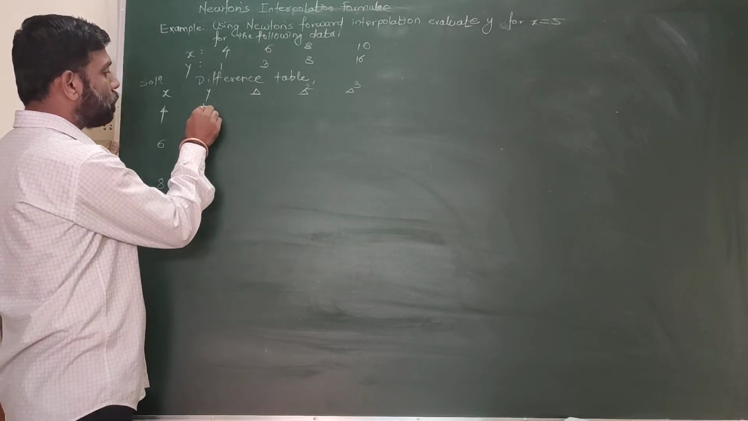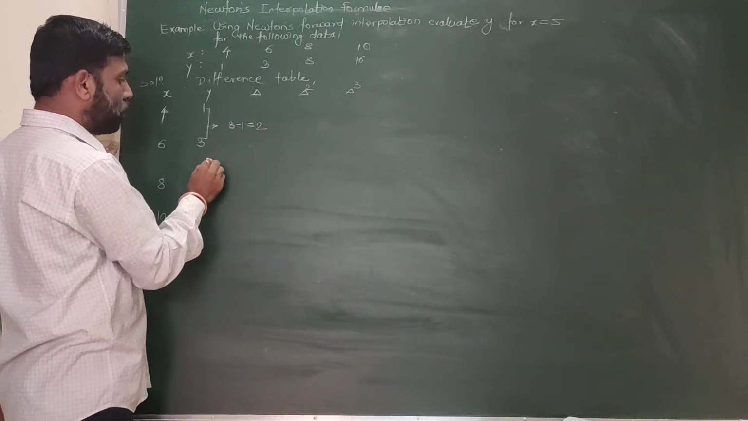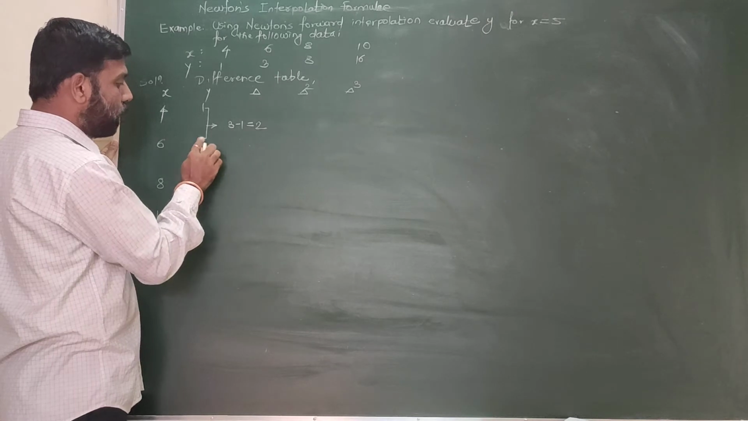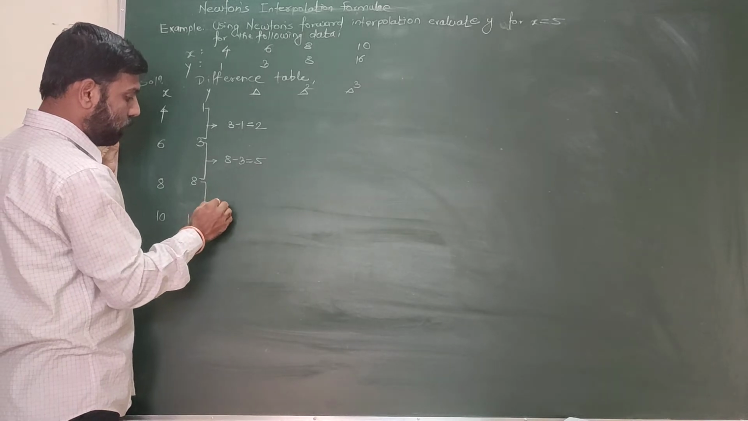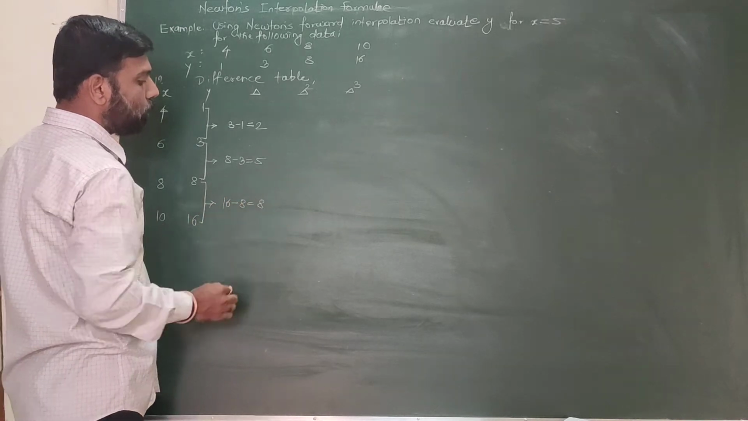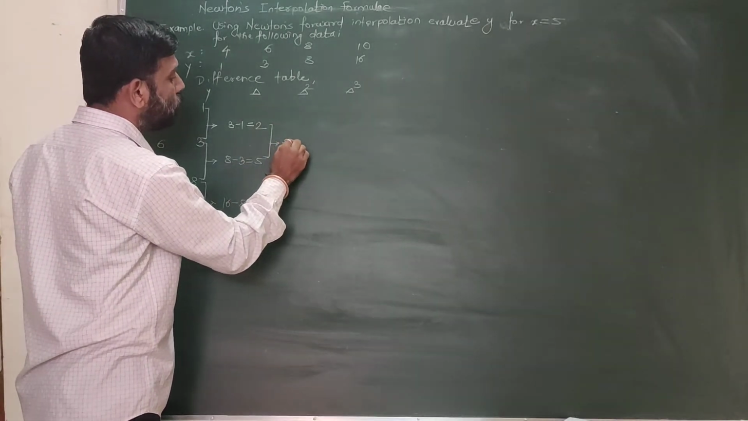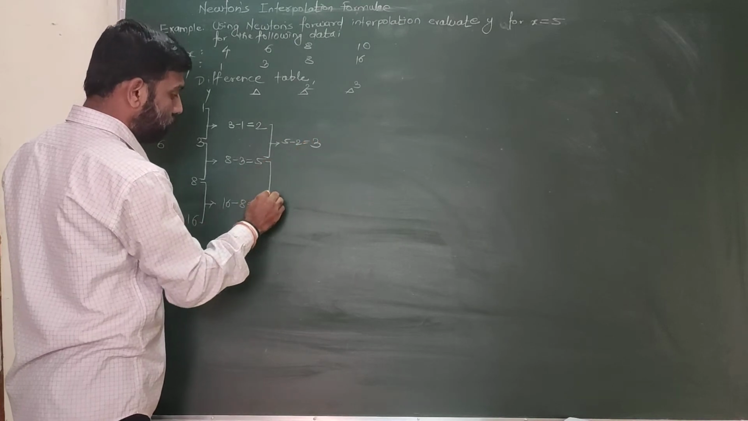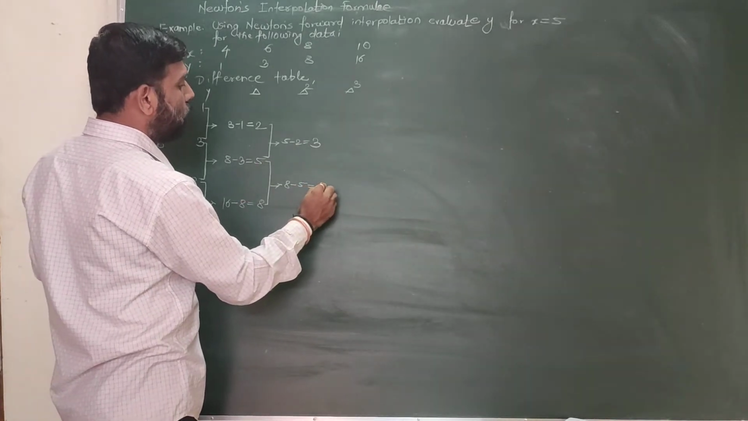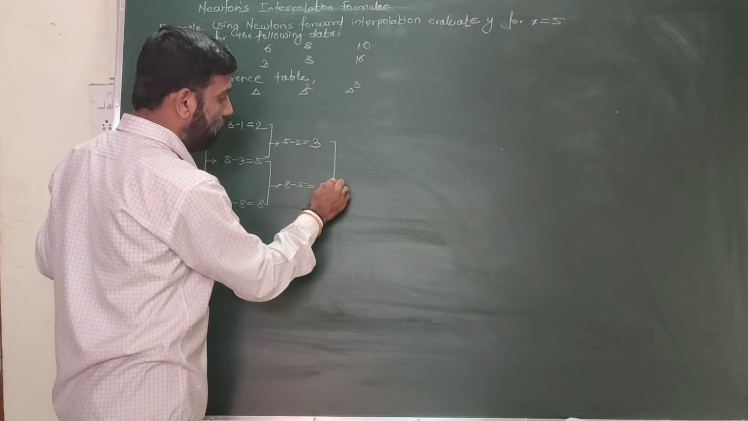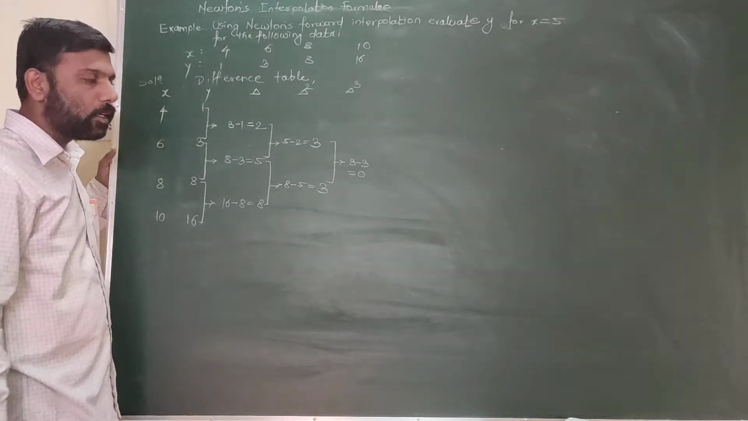So 3 minus 1, which is equal to 2. Continue this. 8 minus 3, 5. 16 minus 8, 8. The next, 5 minus 2, 3. 8 minus 5, this value again 3, and the last value 3 minus 3, which is equal to 0. So we have completed the difference table.